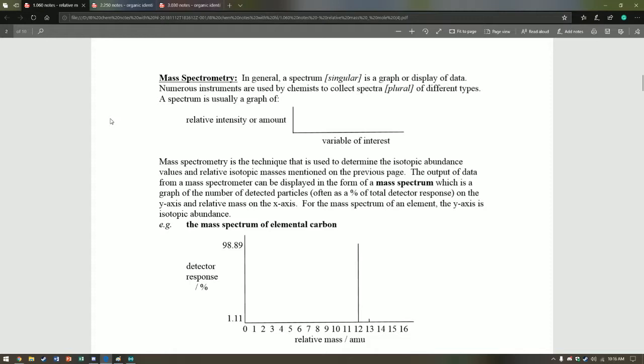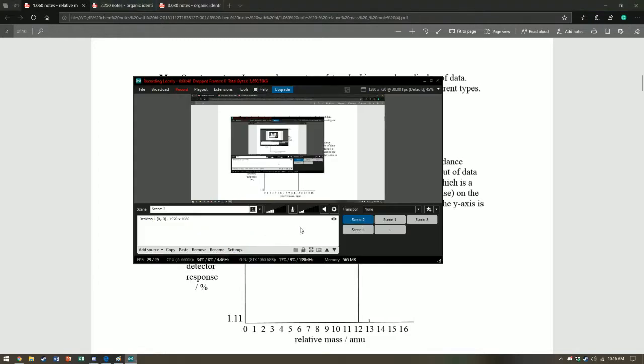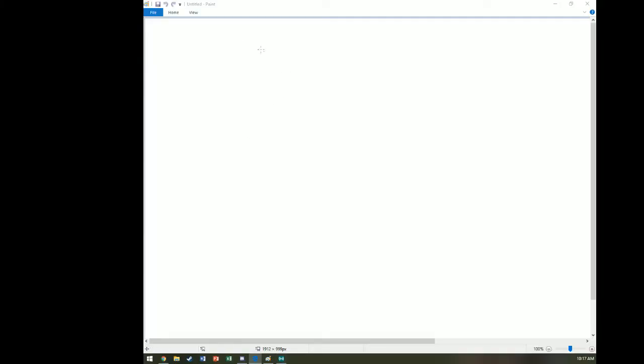Mass spectrometry is a tool used to measure the atomic mass, or the mass, of a sample. The way it works is sort of beyond the scope of the syllabus. However, I think it'll be important to explain briefly how it works so that you can understand it. So if we switch over to the other screen, let's draw a mass spectrometer.